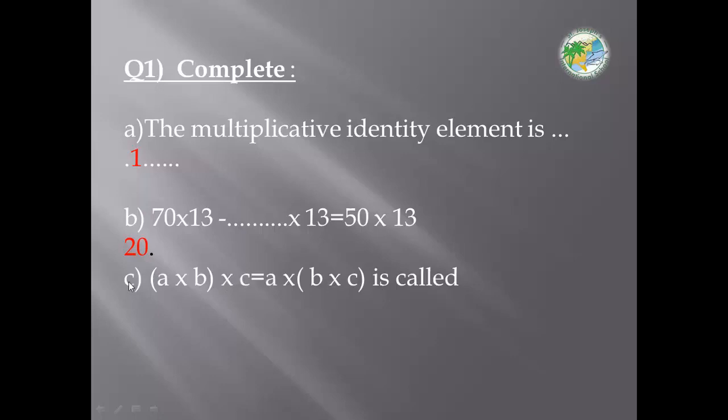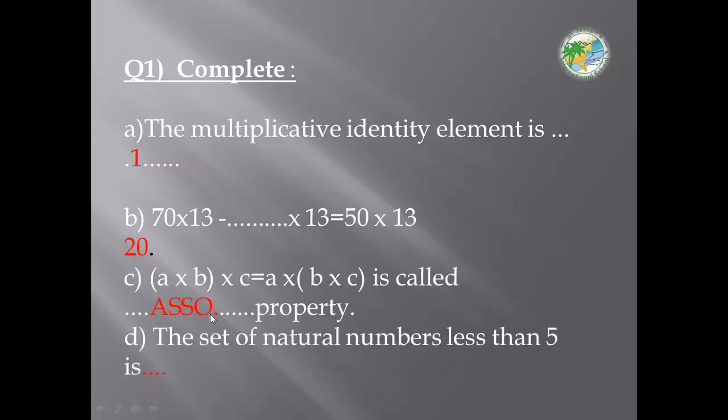Now this property, A times B times C. Check the place of the numbers: here first, second, third. This property with brackets is called what? Associative property. Okay, we can write associative. Then the set of natural numbers less than 5 is 0, 1, 2, 3 and 4, in Primary 5.